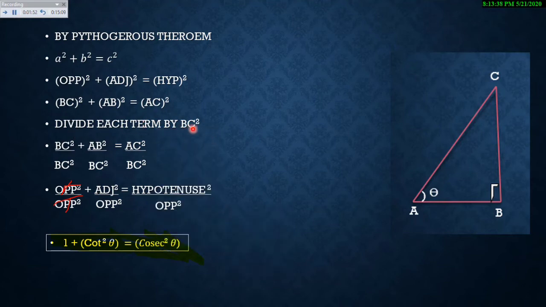What we did here, we took BC, the opposite side, and divided the whole equation by BC square. What we got: BC square by BC square plus AB square by BC square equals AC square by BC square. So we cancelled opposite square and opposite square. We got plus adjacent square by opposite square, that is cot square theta, and hypotenuse square by opposite square, that is cosecant square theta. Okay, so we proved 3 identities here.